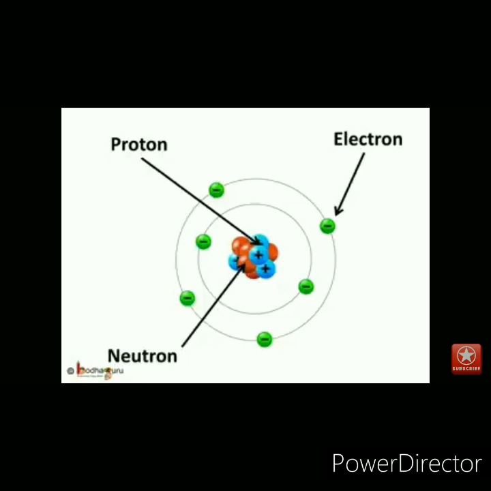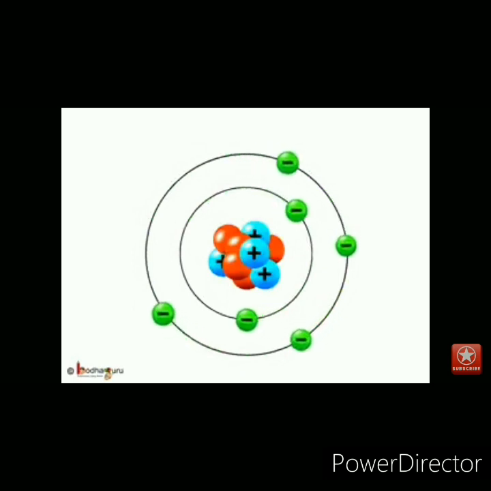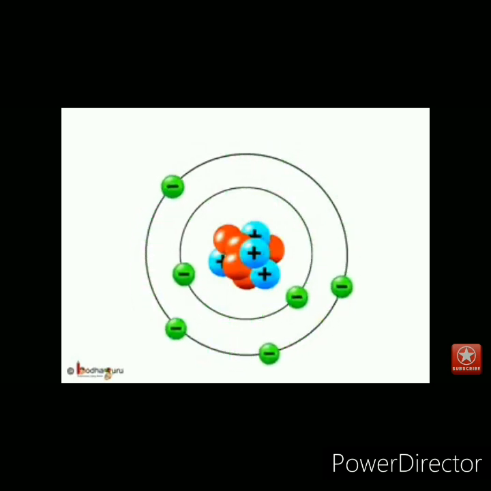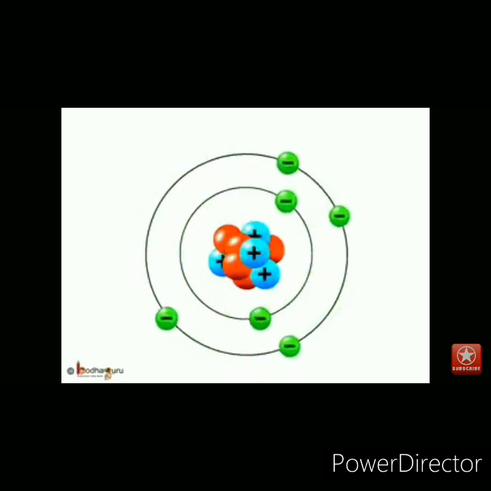Protons and neutrons are present in the nucleus. Electrons are present around the nucleus, in the shells. Electrons revolve around the nucleus. Protons are positively charged particles. Electrons are negatively charged particles, and neutrons are electrically neutral.